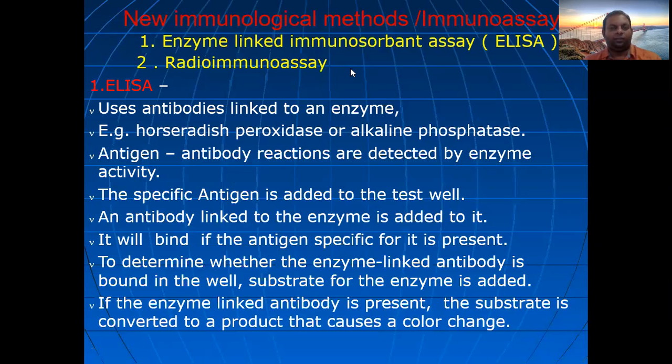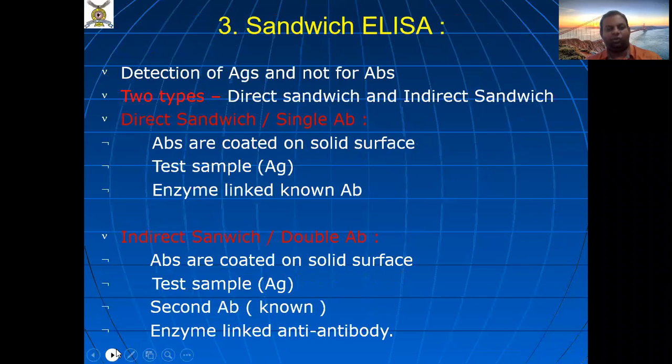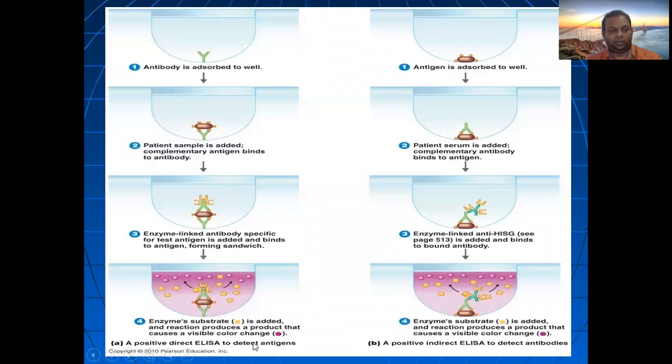About ELISA. These are newer immunological methods, immunoassays: enzyme-linked immunosorbent assays. They use antibodies linked to an enzyme, and with these reactions we can detect the result. There are direct and indirect tests. There are different ways of performing ELISA: indirect, competitive and sandwich. But just to know, this is how it works.